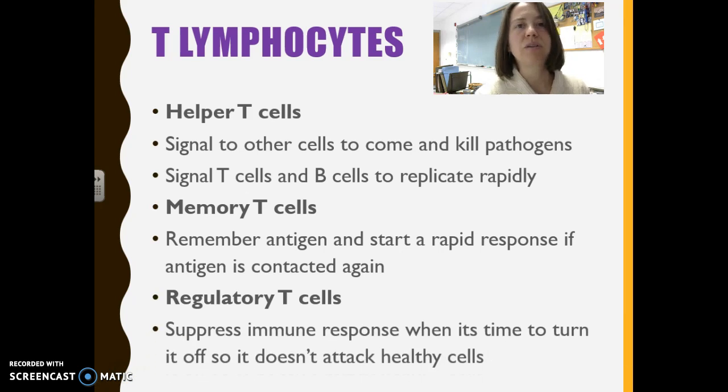The other type is your regulatory T cell. That is the 4th type of T cell, and it suppresses the immune response when it's time to turn it off, so that your body doesn't go into hyperdrive and, after it's killed all the pathogens, start killing normal healthy cells, because that would create an immune disorder, and that would be bad for you. So it says, all right guys, we're done, and turns it off.